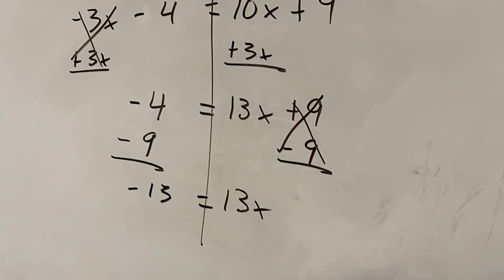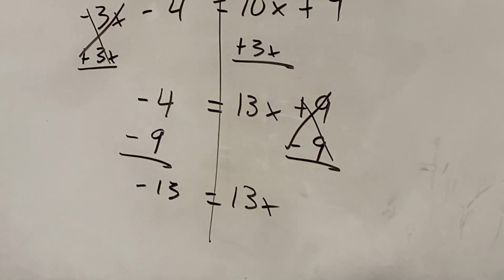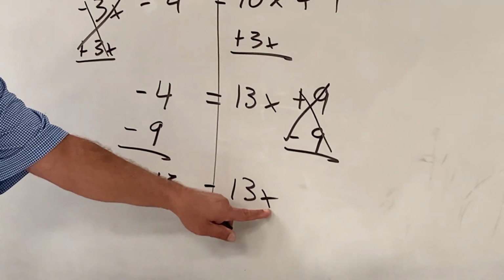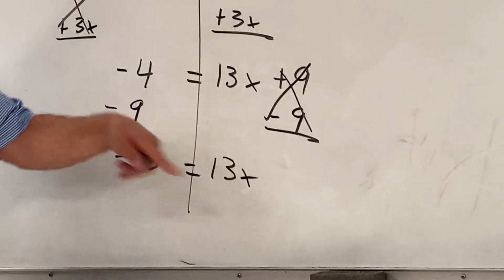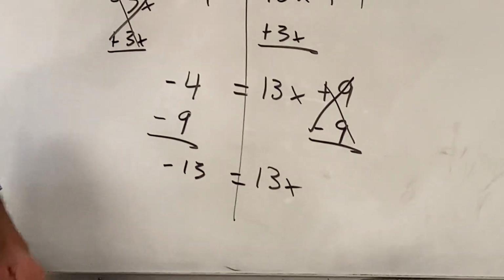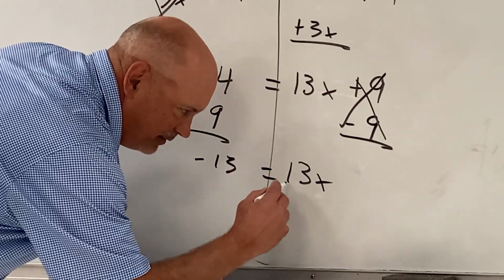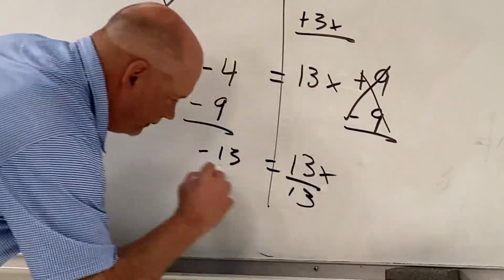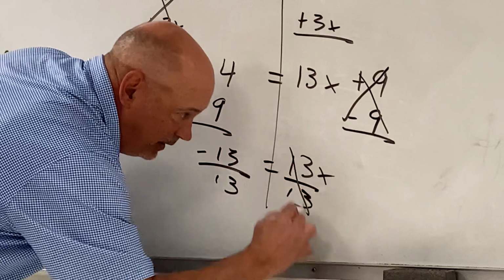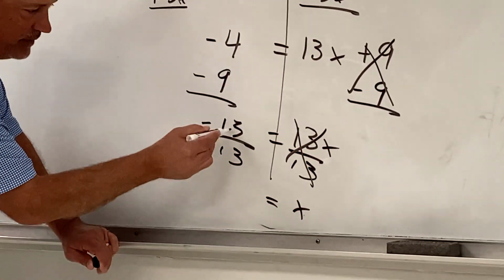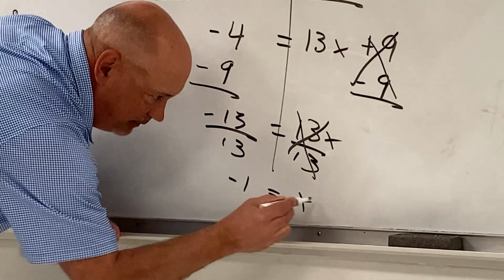Let's go with Porter. I'll get rid of 13x. No, we're not getting rid of the x. Don't ever tell me to get rid of the x. It's either a number or that's it. What number are you getting rid of? 13. How are you getting rid of that 13? Dividing. There we go. We're getting rid of the 13, not the x. The x stays right there. What's negative 13 divided by 13? Negative 1. Negative 1 again.